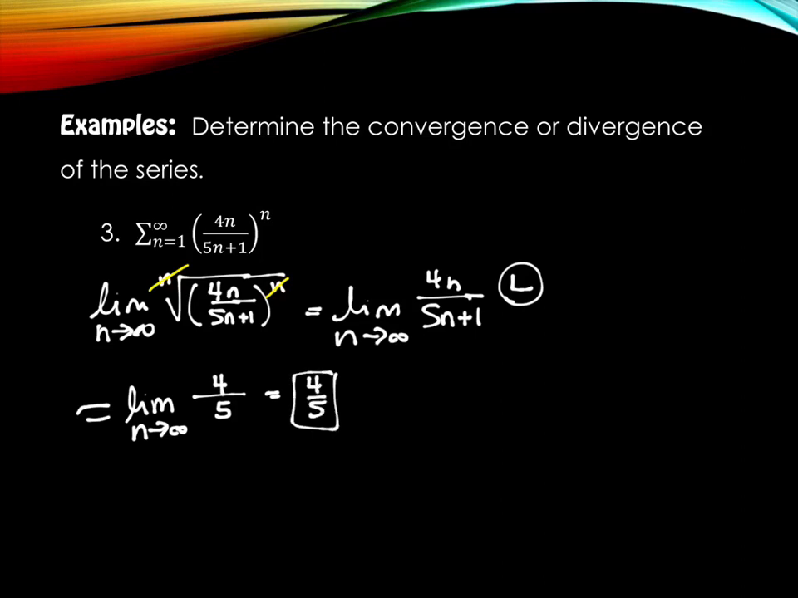So it is just 4/5 then. We could have ended up with still a variable to deal with, but we don't. So what does that mean? It's less than 1, and it converges absolutely by the root test.